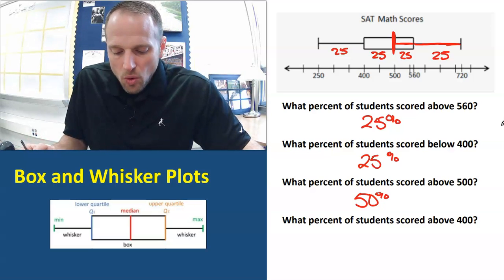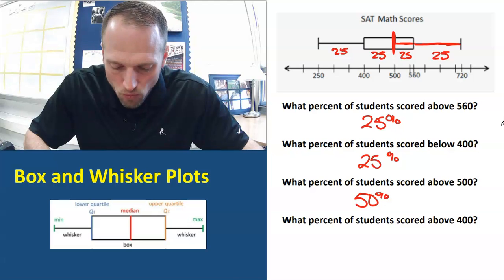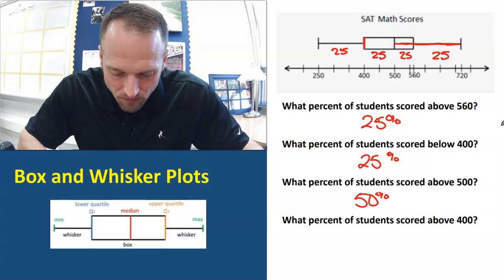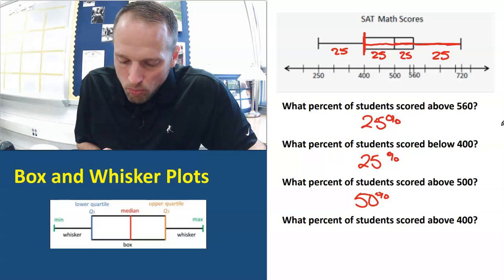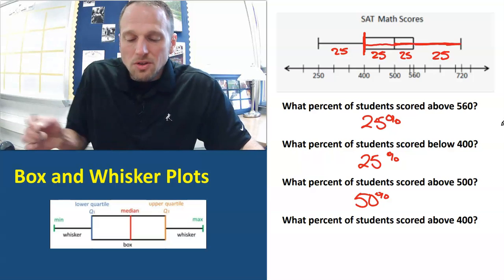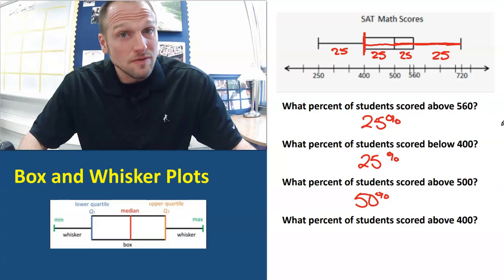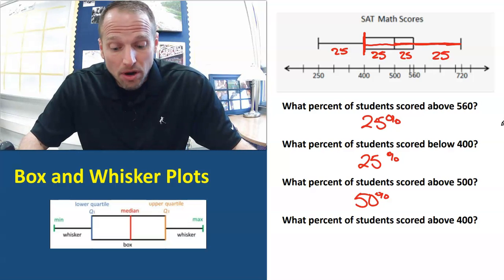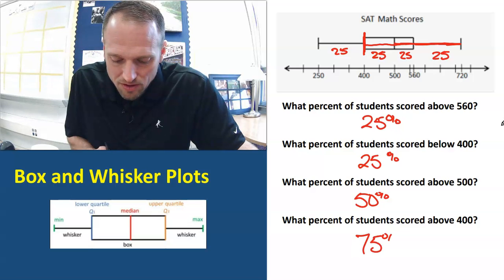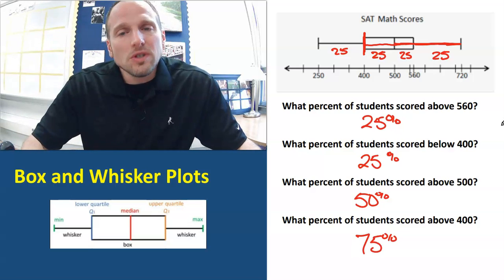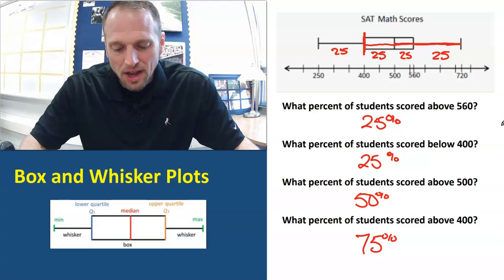Next question. What percent of students scored above 400? Well, let's come down to 400 right here. So I want to know this whole part up there. So it looks like I've got 3 sections of 25. So above 400, that's going to be 75%. 75% of students scored above 400.